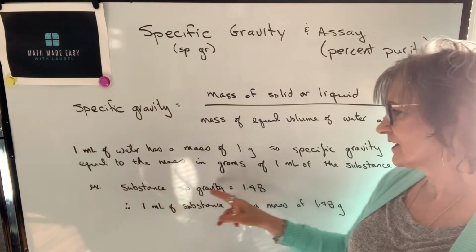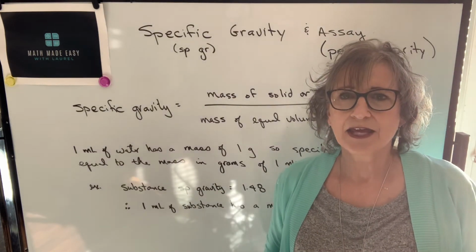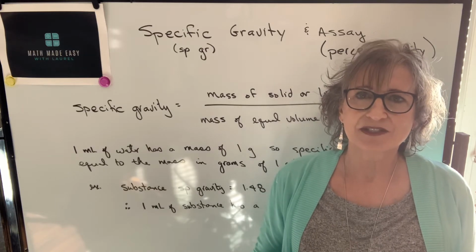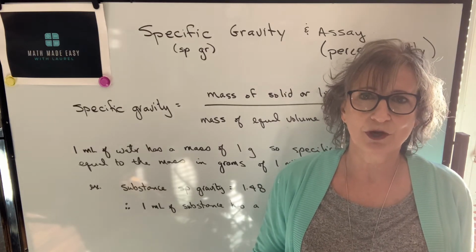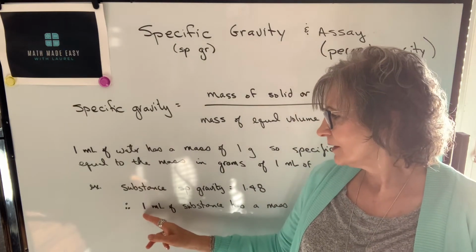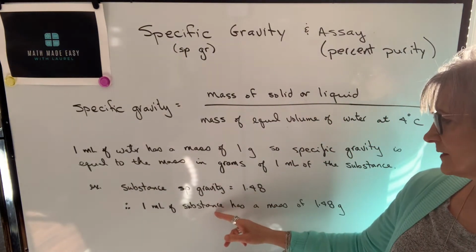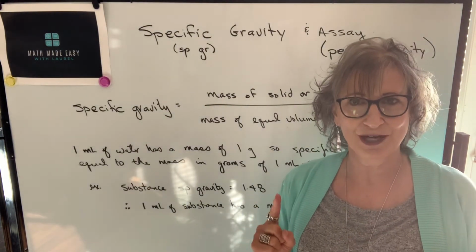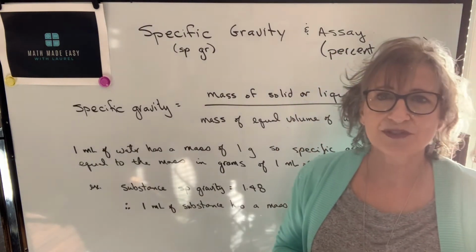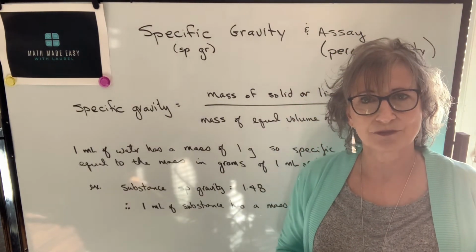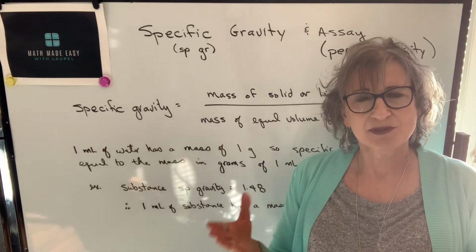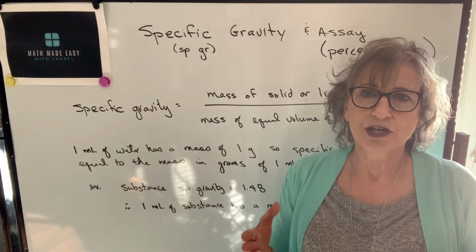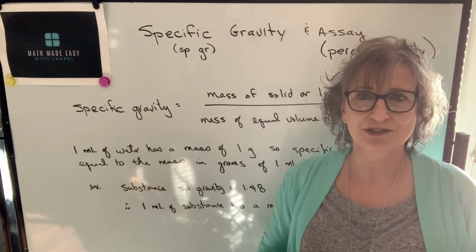For example, if a substance has a specific gravity of 1.48, that means that it has a mass 1.48 times the same volume of water. Therefore, 1 milliliter of this substance has a mass of 1.48 grams because that 1 milliliter of water has a mass of 1 gram. Assay represents the percent purity of that solution. So with the two values, specific gravity and assay, we can find the concentration of our particular chemical or substance in that solution.